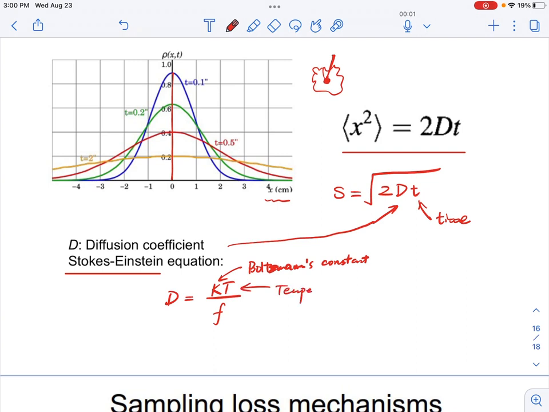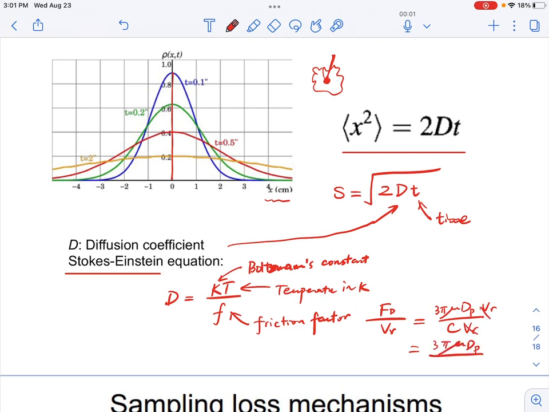Okay, T here is the temperature in Kelvin, and F is the friction factor. Basically the friction factor is just the drag force divided by the velocity. If you recall, the drag force is 3 pi mu dp divided by C multiplied by VR, and then you normalize it by VR, so you have 3 pi mu dp divided by C.